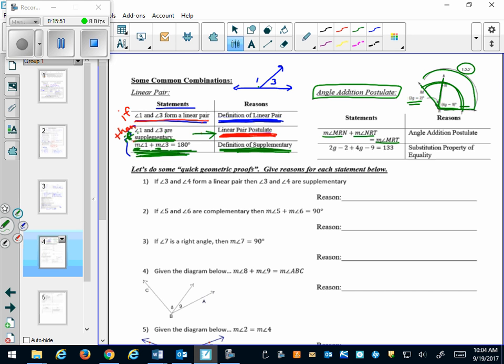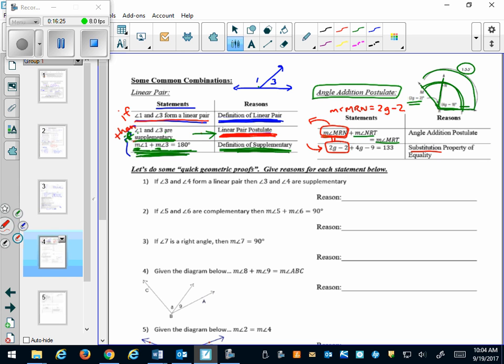What we've done here is we've used the substitution property. We've taken the fact that this thing equals this thing, and we kicked that one out and replaced it with that one, because they're exactly equal to each other. You'll see in proofs, when we use the substitution property, somewhere in this proof we would have to have a statement that says the measure of angle MRN equals 2G minus 2. You would have to have that actually in your statements.